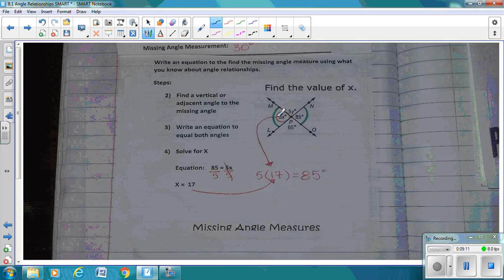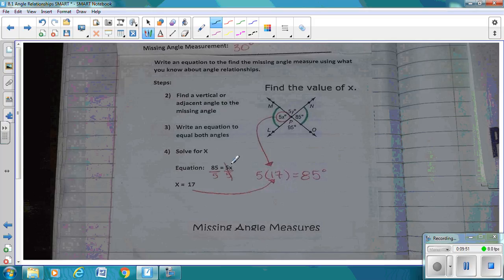Okay, so the thing that we can do is we could either use what is right next to it, so we can use the adjacent angle, and because this is 180 degrees, this is a straight line, I could set it up equal to 180 degrees. But because I have vertical angles here, I can also say that because they are vertical, they're right across from each other, these two are equal. So when we write an equation, we can write it as 85 equals 5x. Remember, these are degree measures, so when we're done, we're going to want to add that.